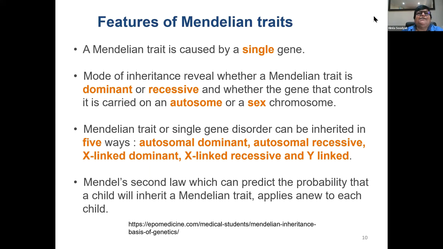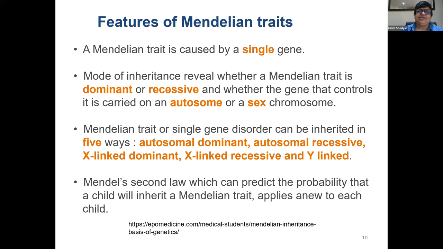So what are some of the features of Mendelian inheritance? A Mendelian trait or feature is caused by a single gene. Now, why am I emphasizing the single? Because diseases like diabetes, hypertension, and some mental diseases, if genes are implicated, they're very, very complex. More than one gene contributes to it.